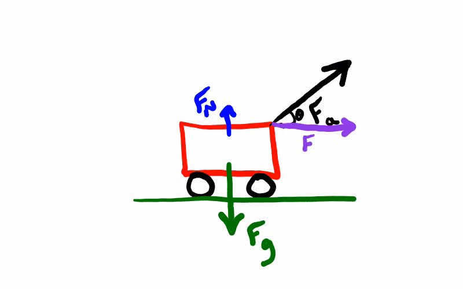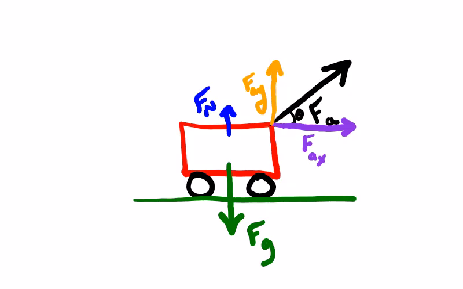I'm going to call this FAX. So that's a horizontal component. And then also we need to figure out how much it's being pulled up. So we're going to find an FAY, like that. So this orange vector and this purple vector, those aren't new vectors that are acting, those are components of my applied force.